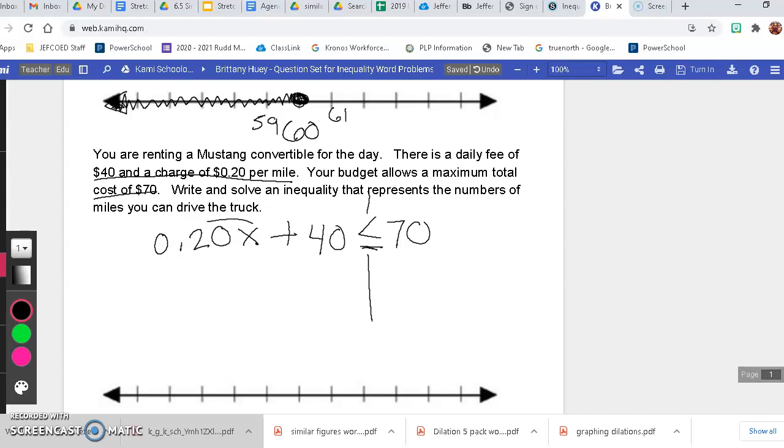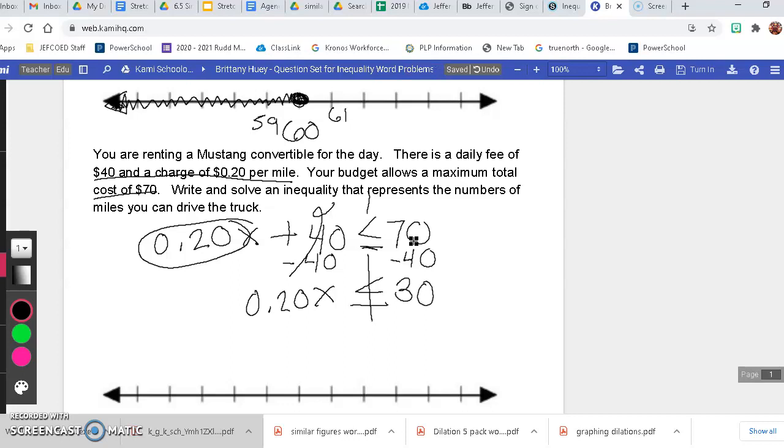So what we want to do, we're trying to get this variable by itself. Right now, there's the constant of plus 40 with it. So we want to do the opposite, which is to subtract 40 in order to get this variable by itself. These will cancel because they're additive inverses, and we're going to bring down the 0.20 times x. Bring down this symbol, and 70 minus 40 is 30.